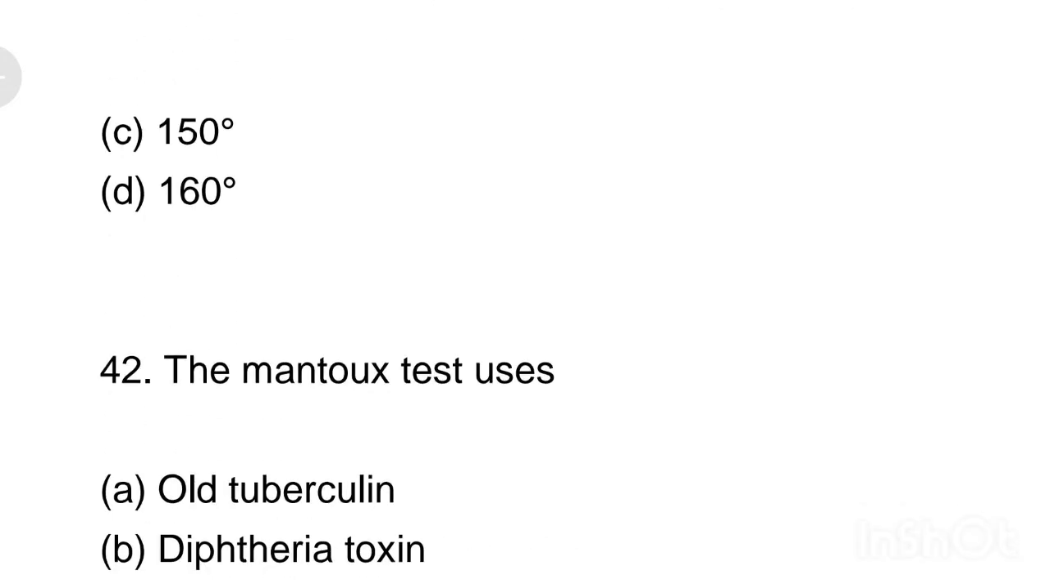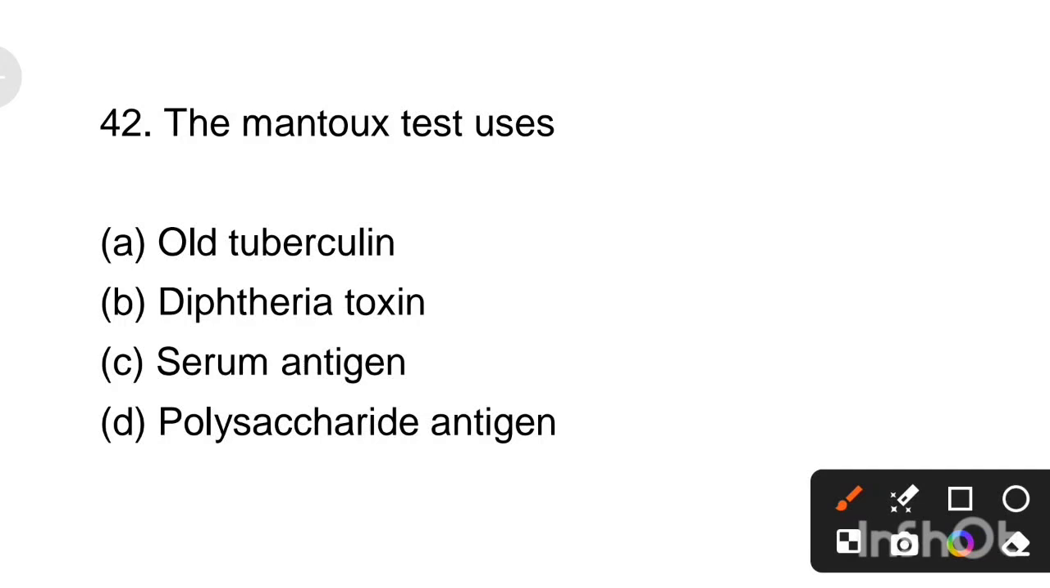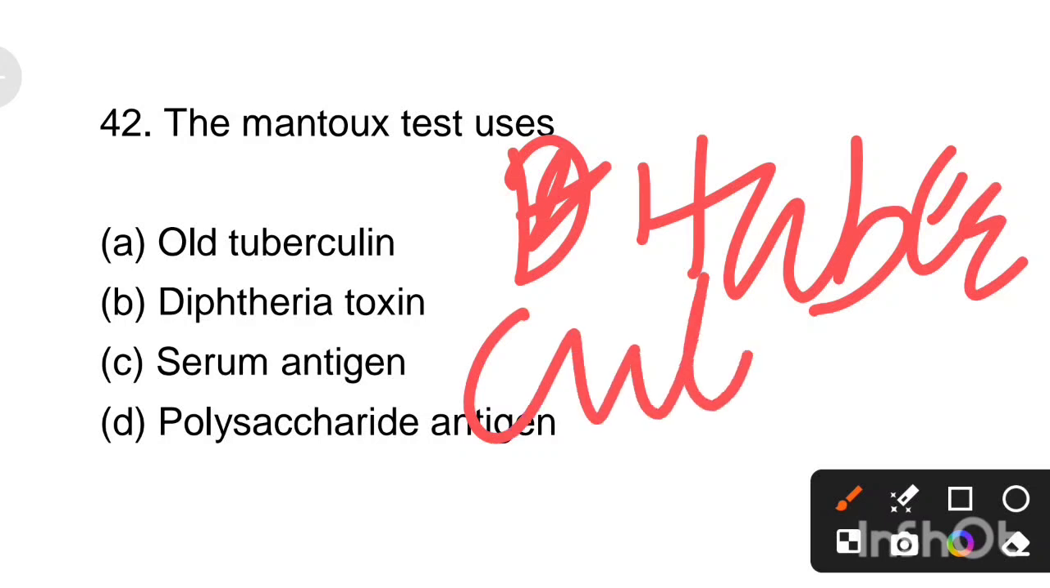Next question. The Mantoux test uses option A, old tuberculin, option B, diphtheria toxins, option C, serum antigens, option D, polysaccharide antigens. Tuberculin. Correct answer is old tuberculin.